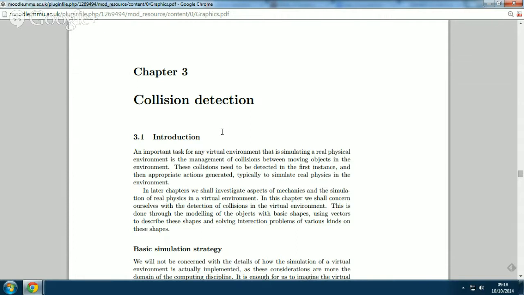In terms of modern computer games, that might be to initiate explosions, or initiate the breaking apart of objects, or initiate one object bouncing off another one, or various things like that. So typically to simulate real physical results of these collisions or interactions. Now, in a later chapter, we'll look at some of the aspects of that physical simulation.